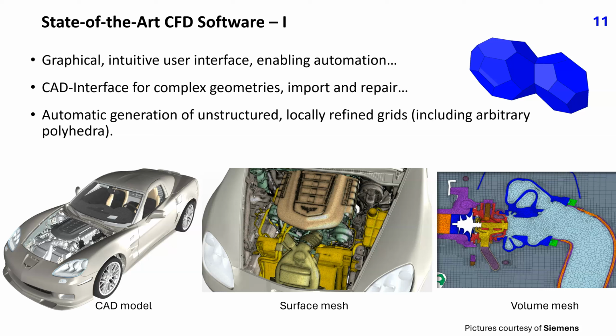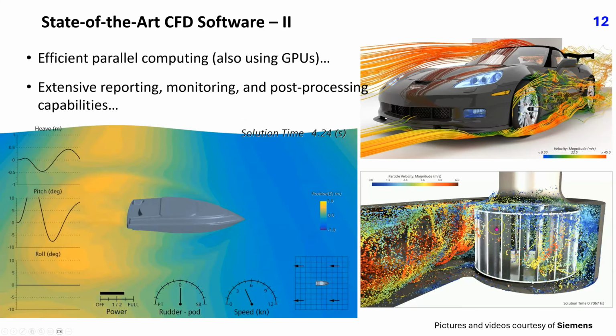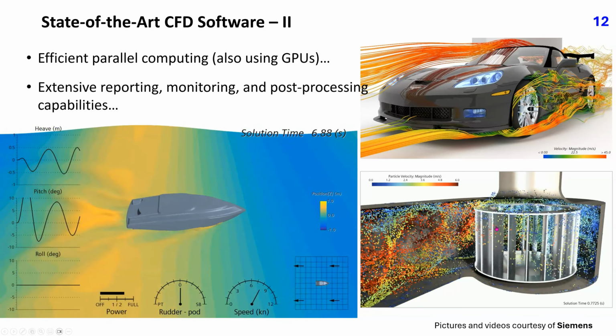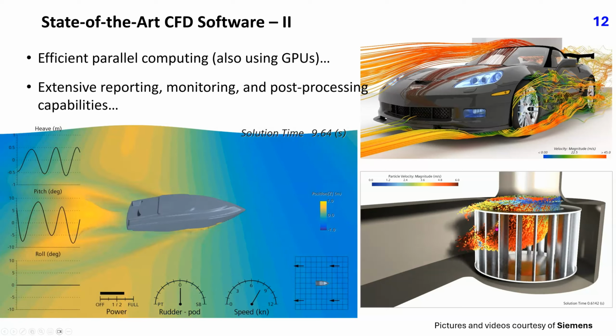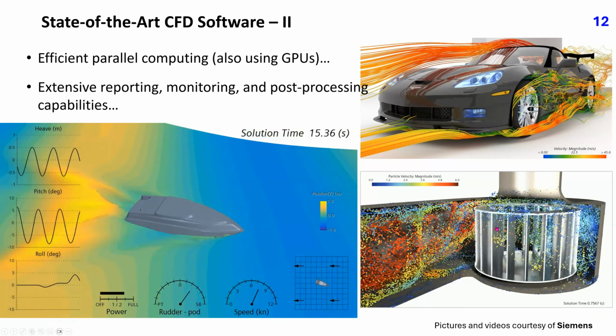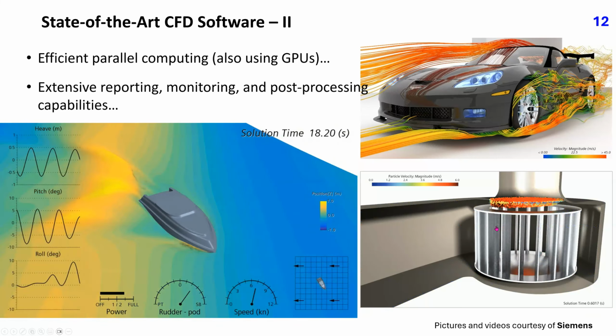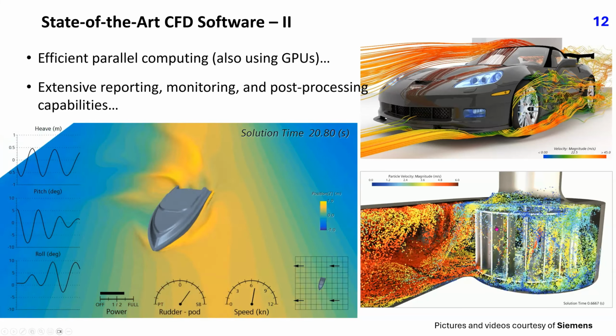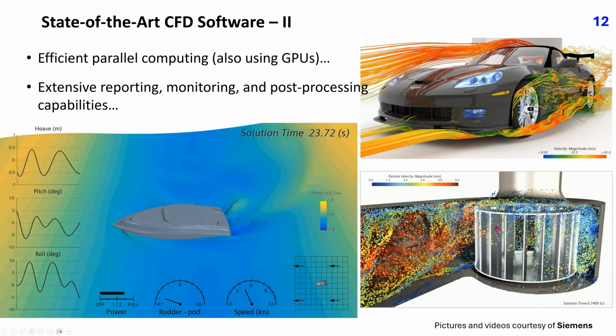Unstructured, locally refined surface and volume grids, including those made of arbitrary polyhedral control volumes, are generated automatically, allowing for a high-fidelity representation of the flow domain. Prism layers are created along walls for boundary layer resolution and within thin solid structures for optimal heat transfer analysis. Parallel computing, including the use of GPUs, is employed to enable efficient computations with grids containing hundreds of millions of control volumes. Extensive reporting, monitoring, and post-processing capabilities are available to allow engineers to extract quantities of interest for visual and detailed inspection and assessment.